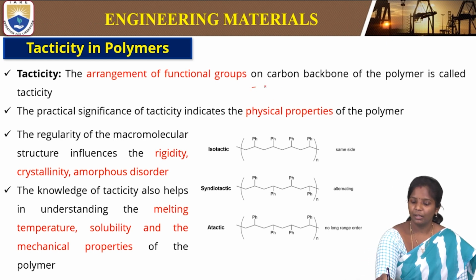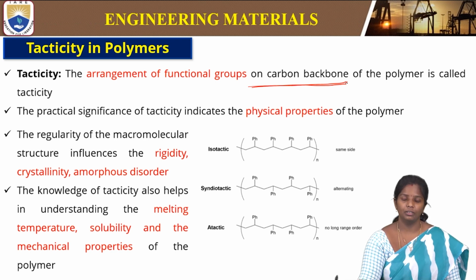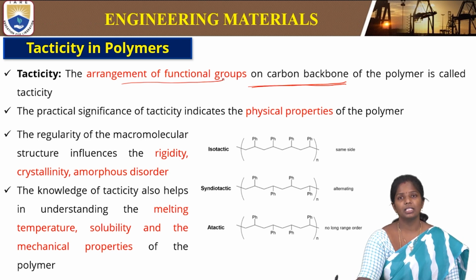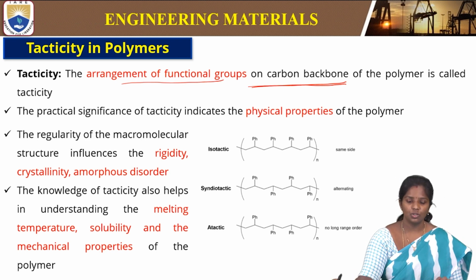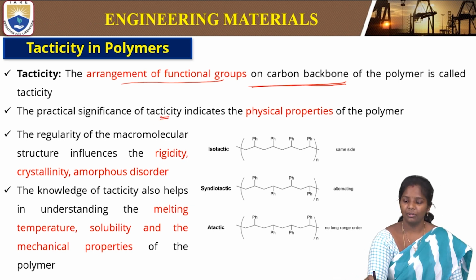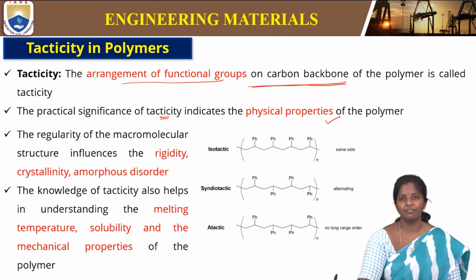So on the carbon backbone, the polymer backbone is nothing but carbon. So it has all carbon atoms. The arrangement of functional groups on this carbon backbone is nothing but tacticity. The practical significance of tacticity is that it varies the physical properties of the polymer. So it indicates the physical properties of that particular polymer.